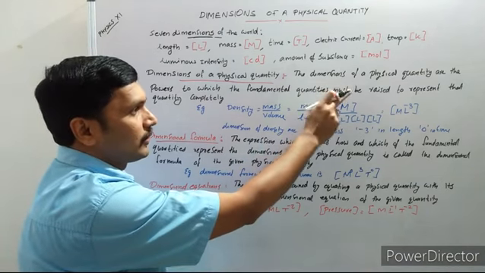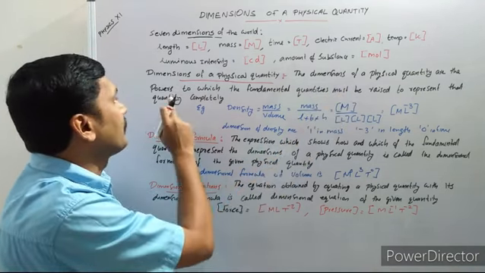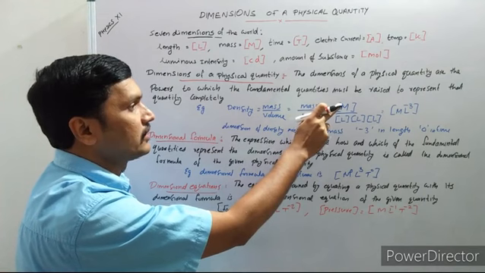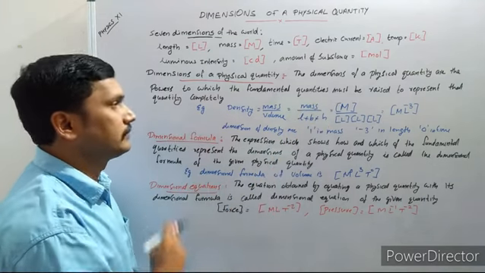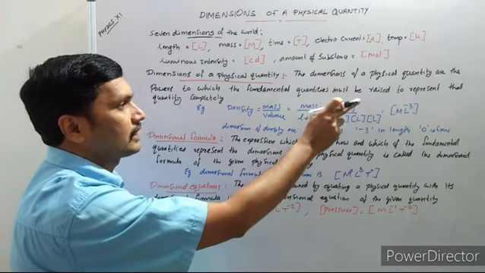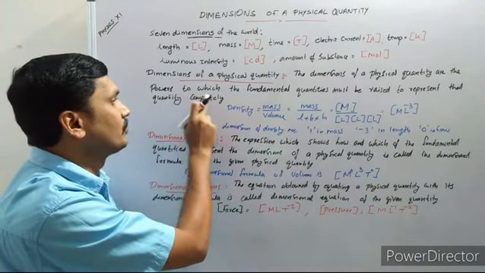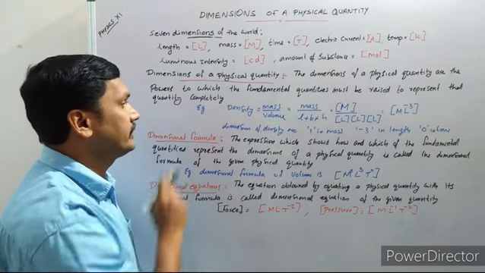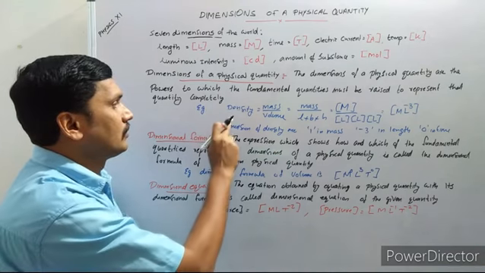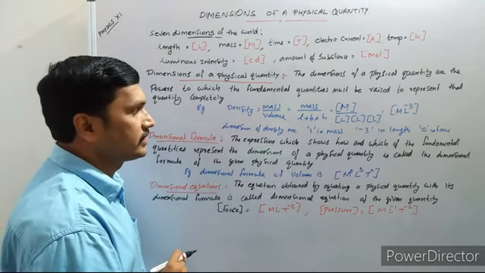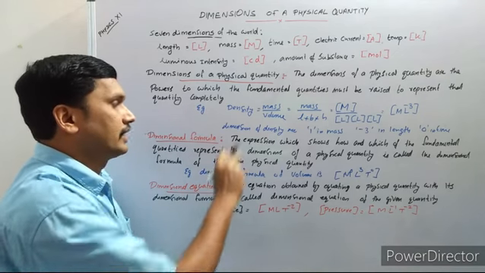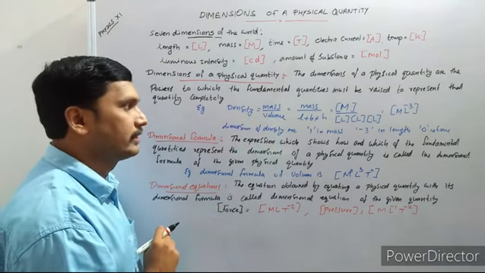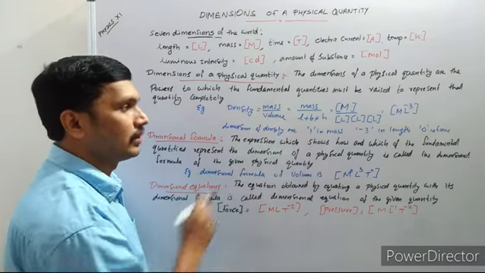The dimensions of a physical quantity are the powers to which the fundamental quantities must be raised to represent that quantity completely. For example, take the density. Density is a derived physical quantity, and the expression for the density can be written as mass by volume. Density is equal to mass by volume.